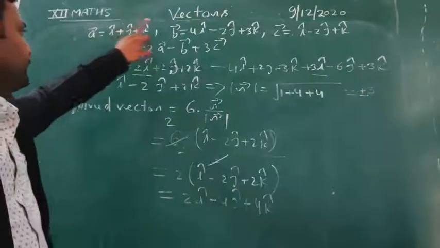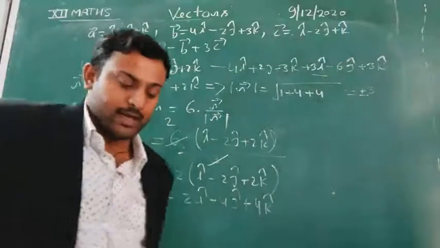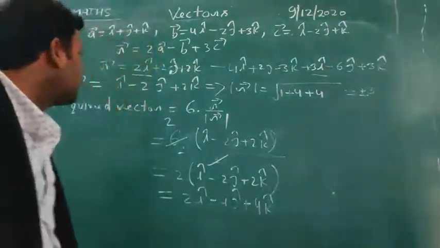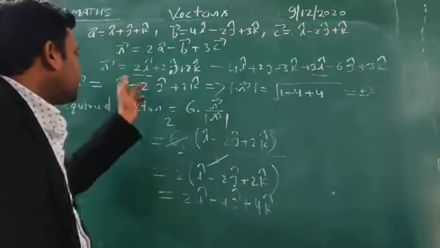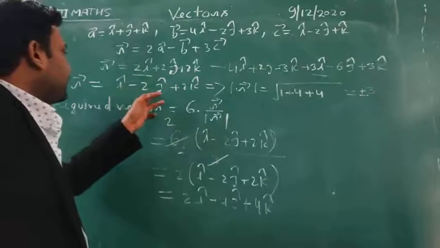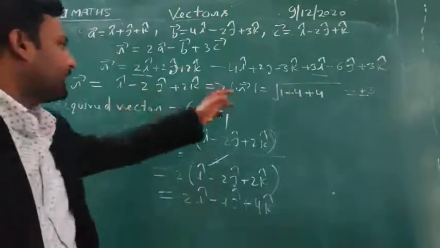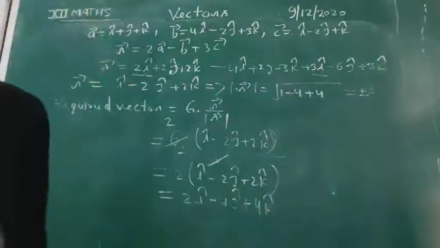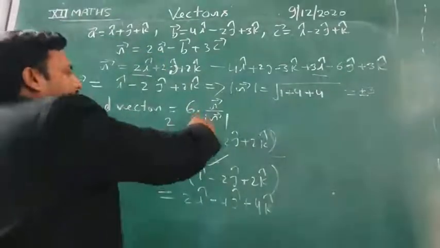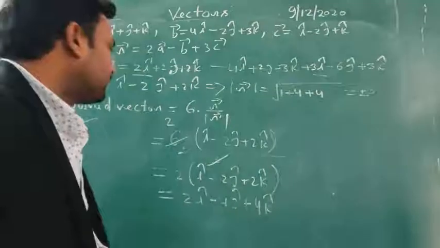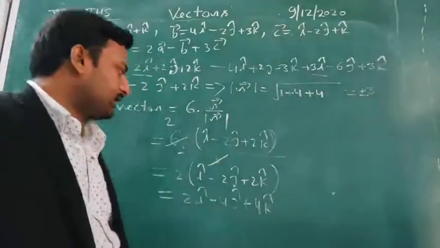Okay, student, so this is A, B and C, and we have to find the vector parallel to this r which has magnitude 6 units. So r is 2A minus B plus 3C, and after solving we get r as i minus 2j plus 2k. The magnitude of r will be 3, and our required vector parallel to this vector will be 6 times vector r divided by magnitude of r. So 3 cancels and it is 2, so it will be 2i minus 4j plus 4k.